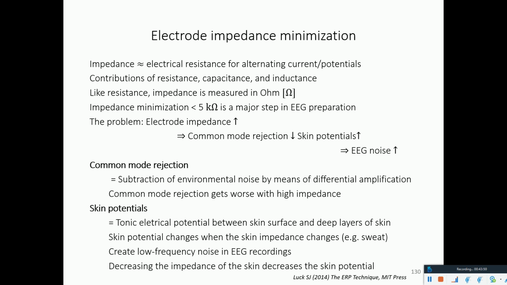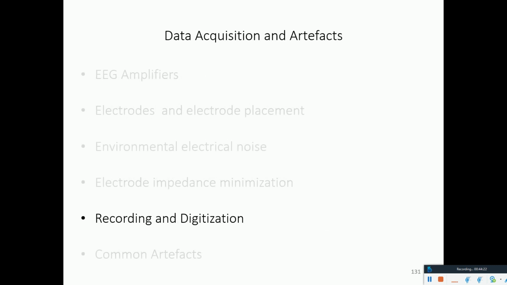So the fundamental finding is, if the electrode impedance is too high, your EEG is noisy. It's relatively clear, and you don't get good event-related potentials. The other question is why this is the case. And there are two explanations. One is this common mode rejection, which goes to a certain depth, but then also stops quite quickly, and the same for skin potentials. So it's not completely clear where these things come from, but these are explanations that you find in the literature. Good, so let's have a break now, and then after the break talk about recording and digitization, and then artifacts.